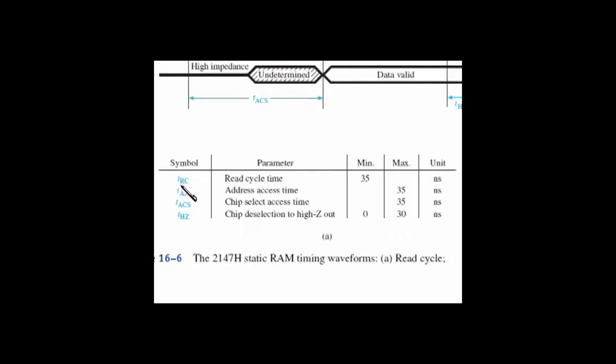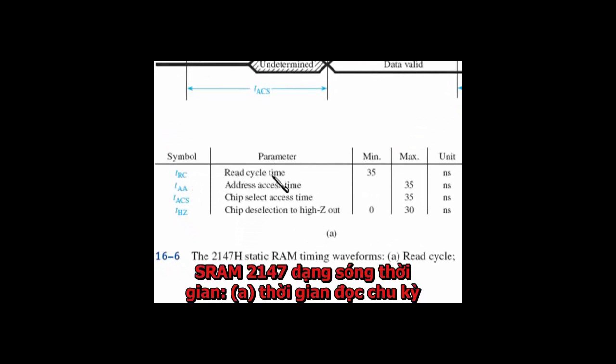The TRC, which is the read cycle time, is 35 nanoseconds. That's the length of time from the beginning of your operation to the end of your operation. And then here's the TAA, 35 nanoseconds, worst case max, and then TACS, 35 nano, and so on. So the chip deselect could be as low as 0, which means it's instantaneously high impedance, or it could be as bad as 30 nanoseconds.